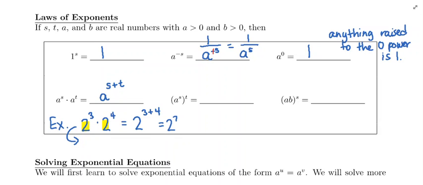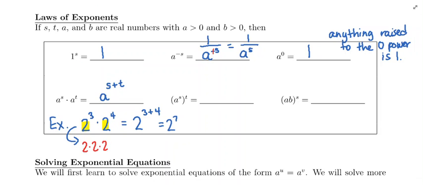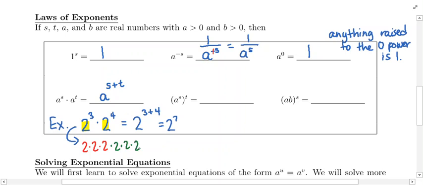If you have 2 to the 3rd power, that's 2 times 2 times 2. And then if you're multiplying that by 2 to the 4th, that's 2 times 2 times 2 times 2. So you end up multiplying 2 by itself 7 times. So it becomes 2 to the 7th. So you add the exponents.